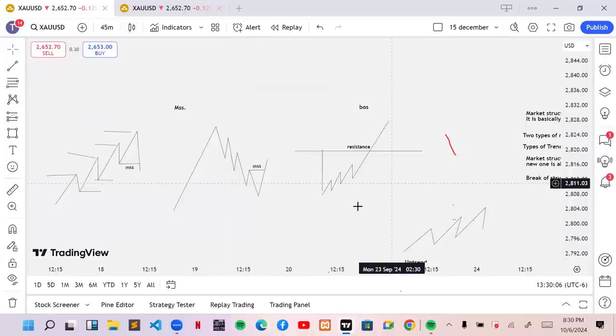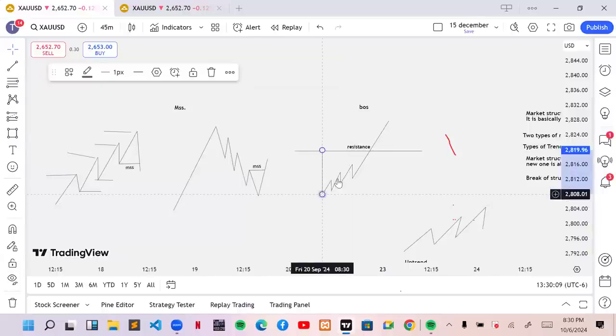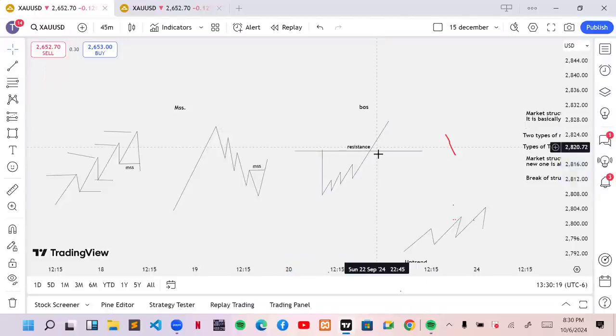For this particular trade, it was on an uptrend, and you can see higher highs and higher lows, higher highs and higher lows. The market now made a higher high, but the higher high that it made broke this resistance level. This is what a break of structure is.